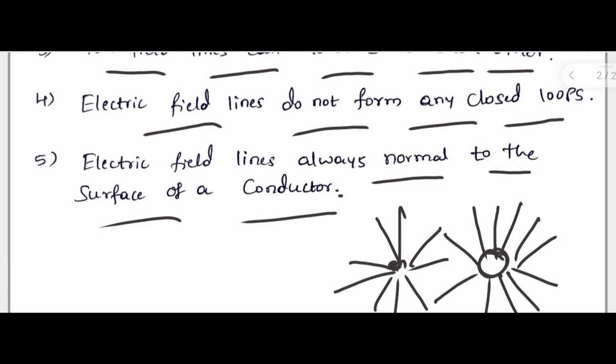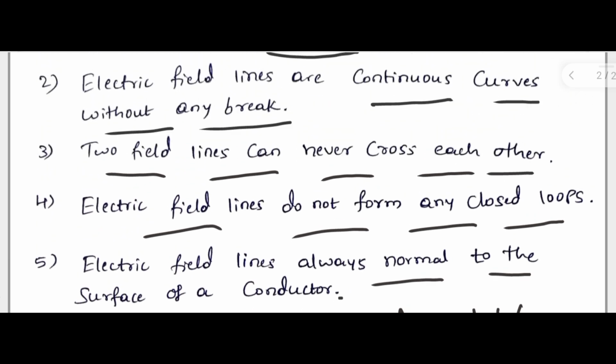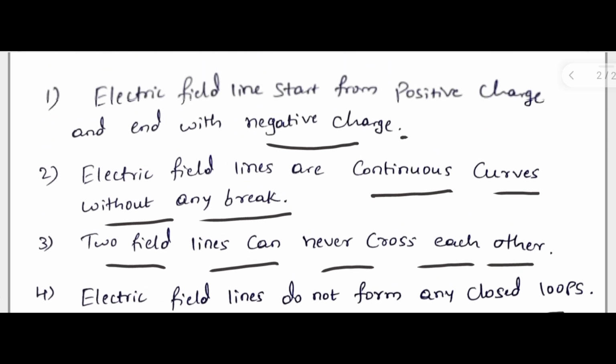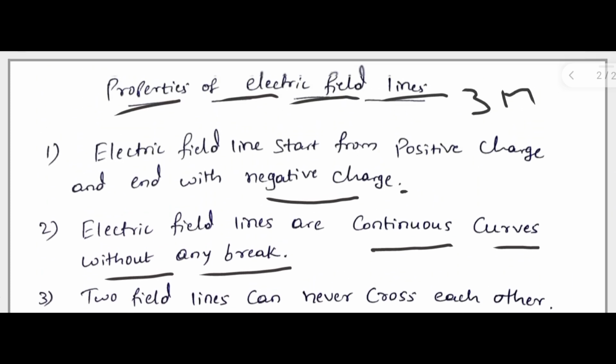These are the 5 main properties of electric field lines. You have to write a minimum of any 3 out of 5, and you will easily get 3 marks.